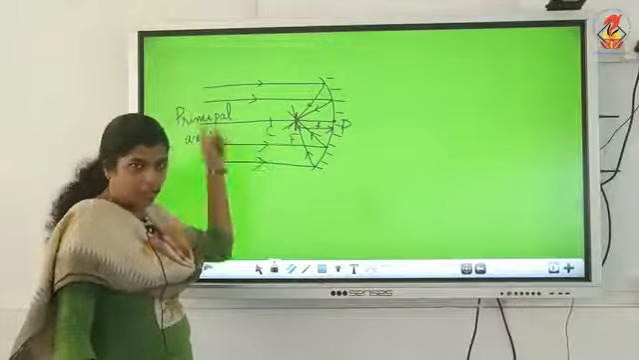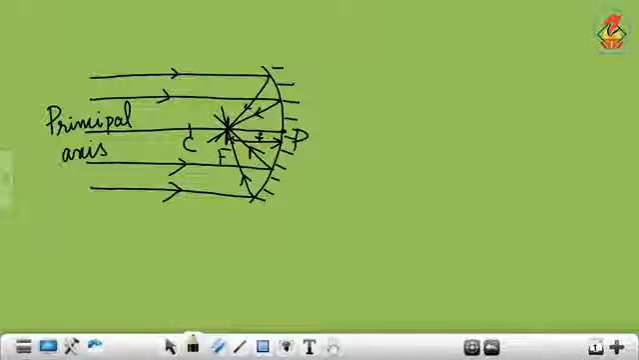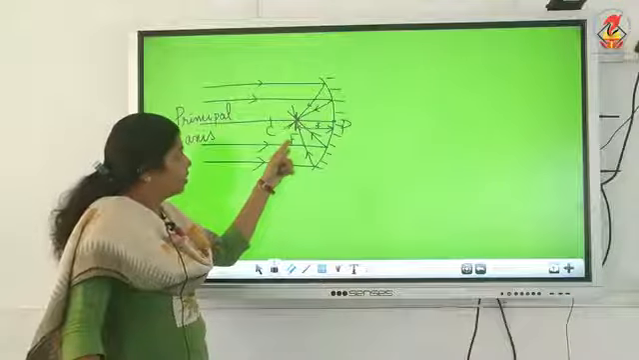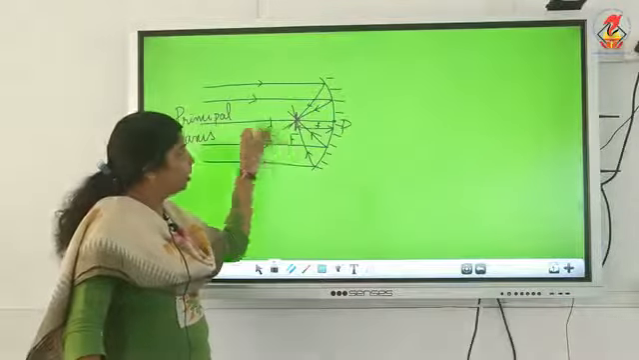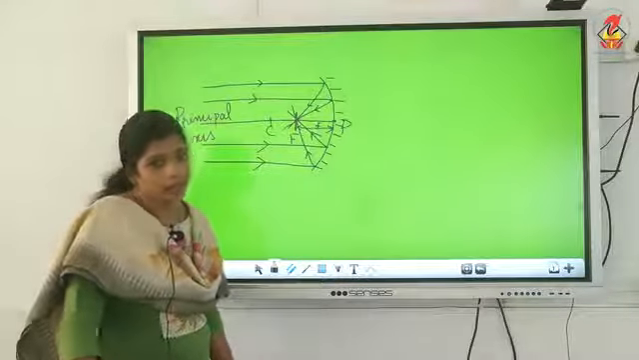Okay. So, first I have drawn a concave mirror, then I marked the pole, then I marked the center of curvature, then I drew the principal axis, then I drew light rays parallel to the principal axis. After reflection, these light rays will meet at a point on the principal axis. That point is known as the principal focus of the concave mirror. Then, the distance between the pole and the principal focus is known as the focal length.